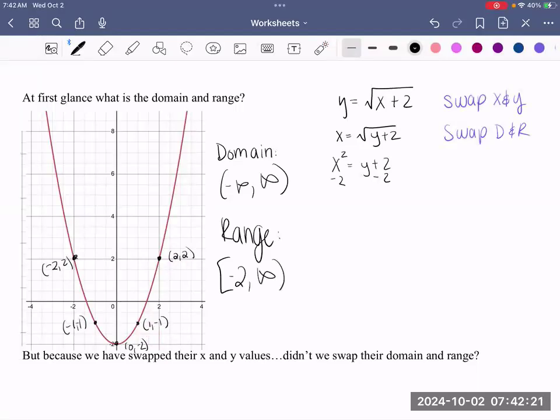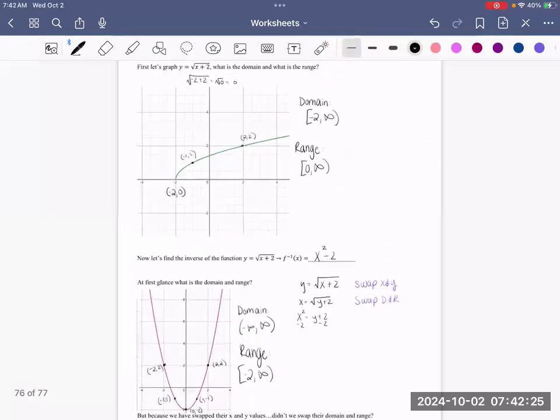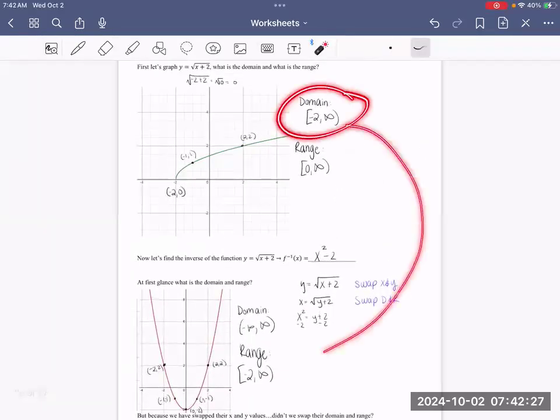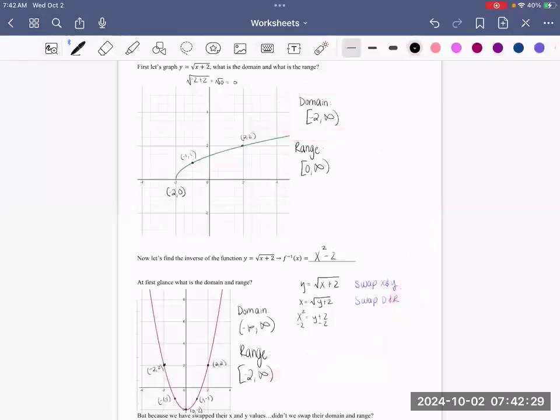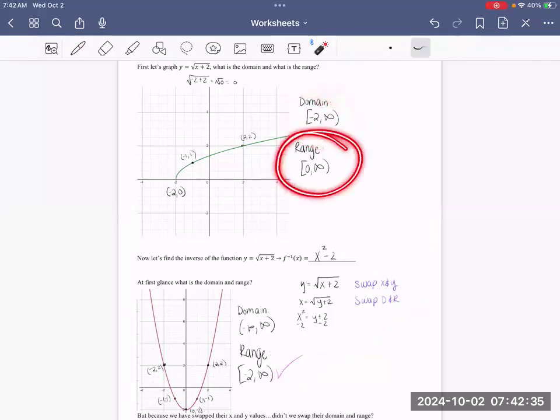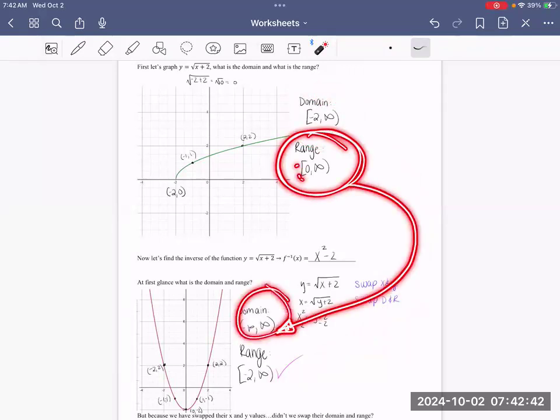But we said your domain and range should be swapped. What I mean by that is your domain here should be your range, which when we look at it, looks really, really good. That one fits with that idea. However, look at your range. Your range on this one goes from 0 to infinity. And when we swapped it, it now becomes your domain. But that doesn't line up.